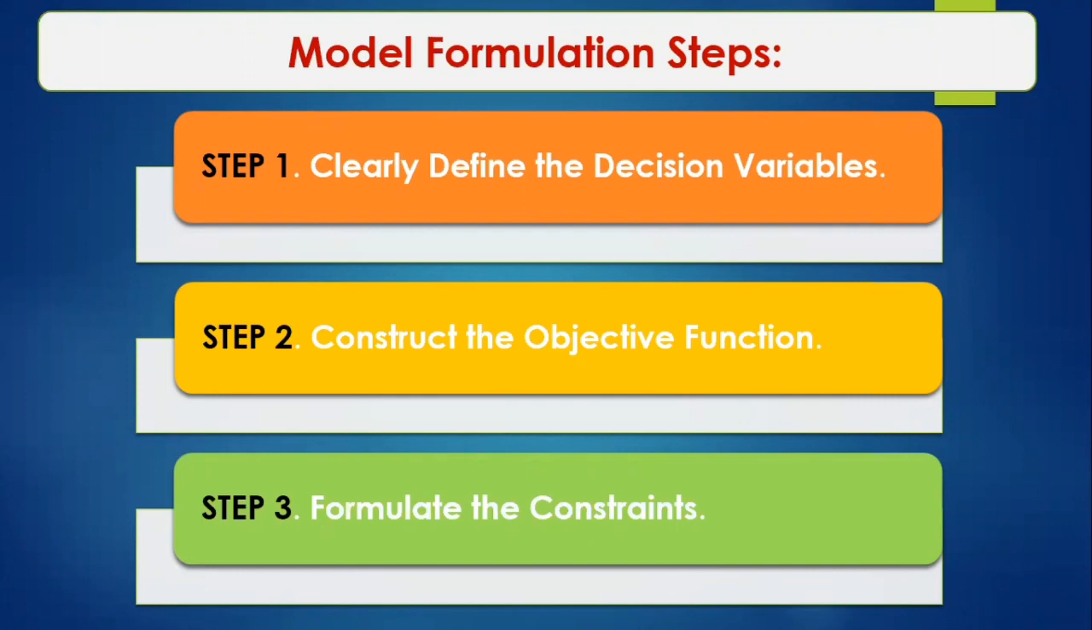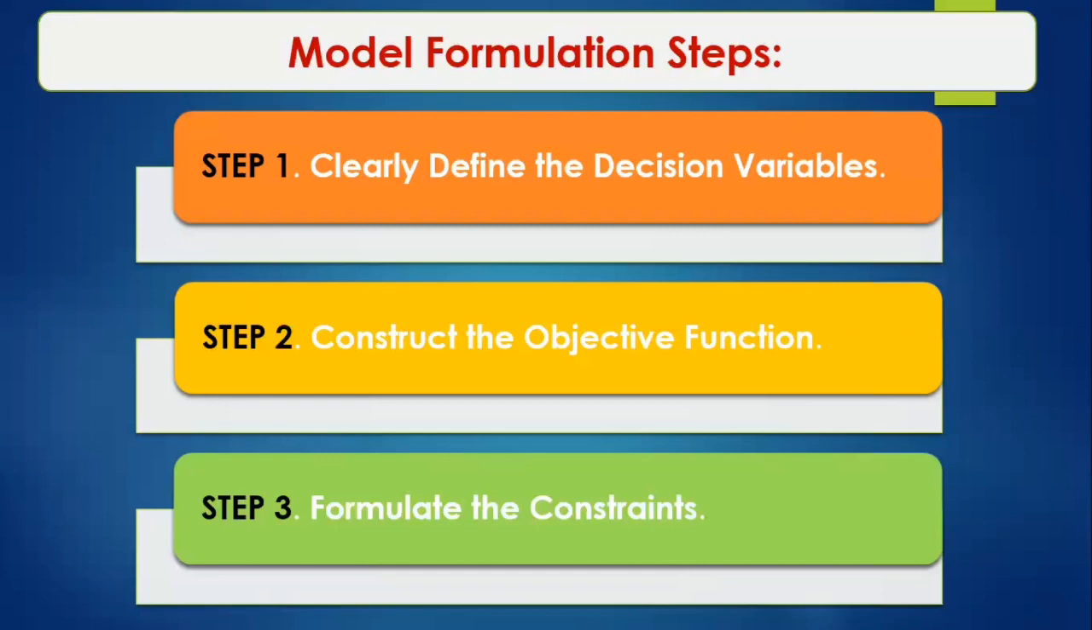The first model formulation step that we need to do is to clearly define the decision variables. Second, we need to construct the objective function. And lastly, we need to formulate the constraints. Now, let's have step 1 first. It says, clearly define the decision variables. Remember that in our terminologies, we have defined decision variables which refer to mathematical symbols, right?